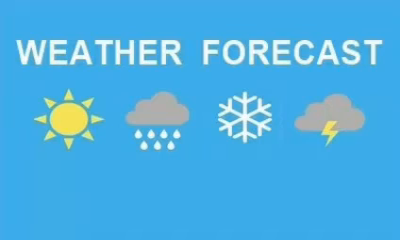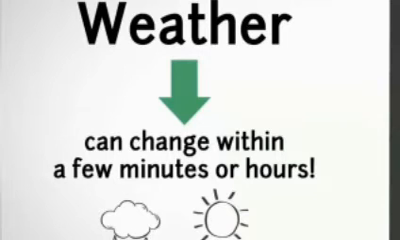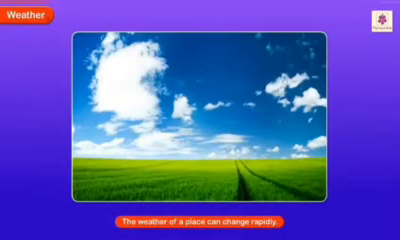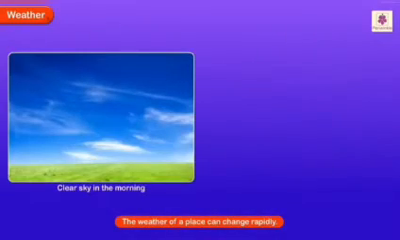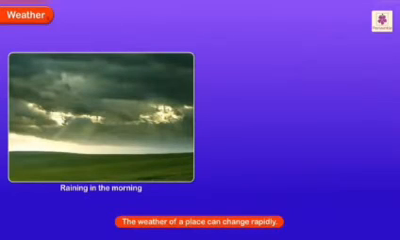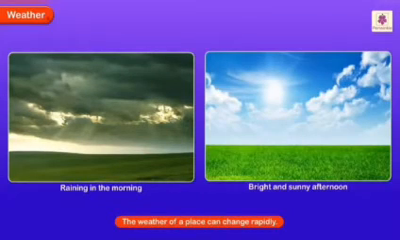Next, weather. Weather refers to the state of the atmosphere of a place at a given point of time. For example, the weather of a place may change daily. Let's see. The weather of a place can change rapidly. It may be bright and sunny with a clear sky in the morning, while in the evening the sky may be covered with dark clouds. It may start raining in the morning, but the afternoon may be bright and sunny.